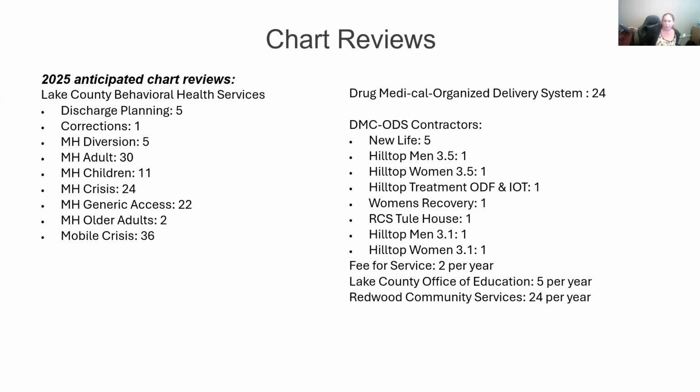But we're expecting to do less chart reviews in 2025. Mind you, in 2024, we hadn't done chart reviews for quite some time. We had done them sporadically here and there while we could, but in terms of getting them done for mental health on a regular basis, we really didn't have that record to set that straight. So in 2024, we really bulldozed the chart reviews with 294. This year, she's planning on doing 10% of the caseload. So that would be 5 charts for discharge planning, 1 for corrections, and so forth.